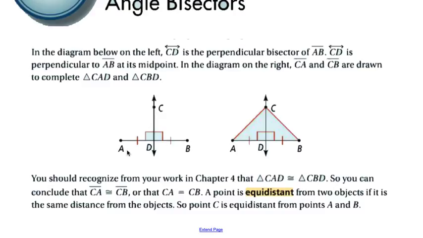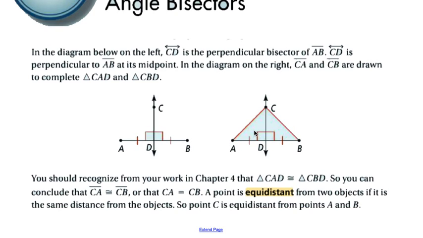In the diagram on the left here, we have a line CD, and this line is perpendicular to segment AB, and that's indicated by the right angles. So anything that's perpendicular to another line forms right angles. And in addition to that, we can tell that it bisects segment AB because of the markings given on here. And it says that AD is congruent to BD.